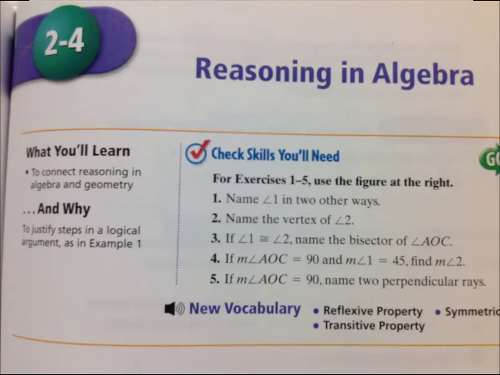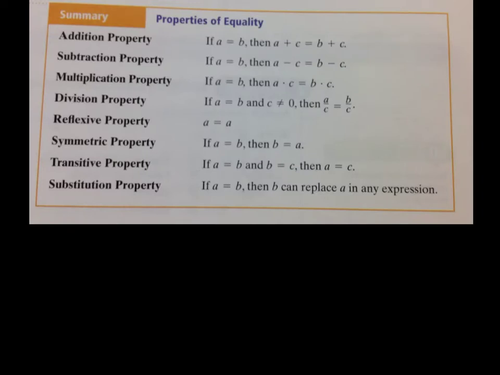In this lesson, we will connect reasoning in algebra and geometry, and we will try to justify steps in a logical argument. First, we will begin with the properties of equality. Our first property is the addition property.